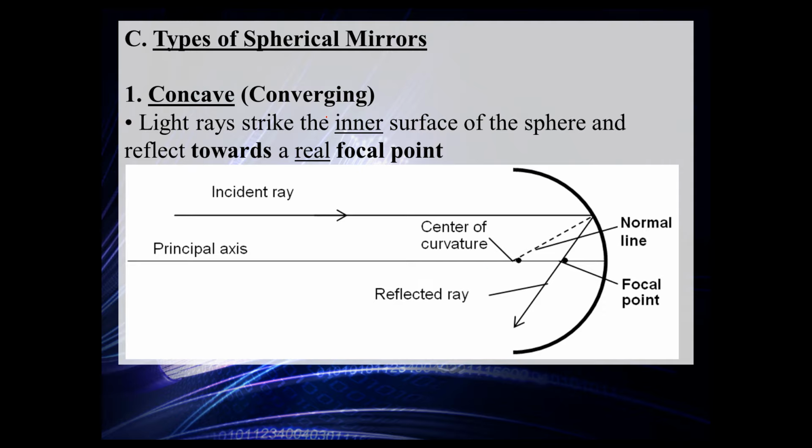First one is the light rays strike the inner surface of the sphere. So I kind of already explained that. I said, if you took a tennis ball and you cut it in half and then you lined the inside of the tennis ball with the material that actually makes up a mirror, and if we have a ray of light that approaches and hits the inside of the tennis ball where there's that material, that's a concave mirror.